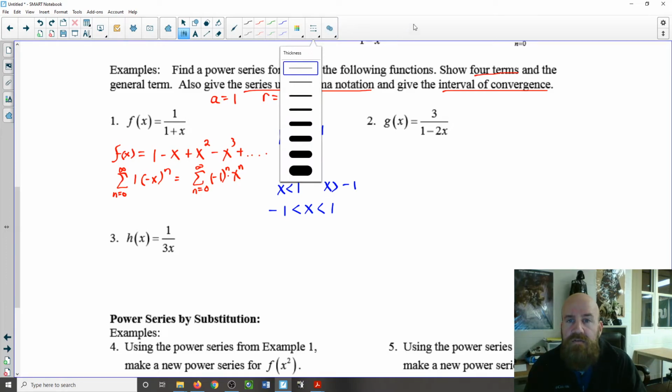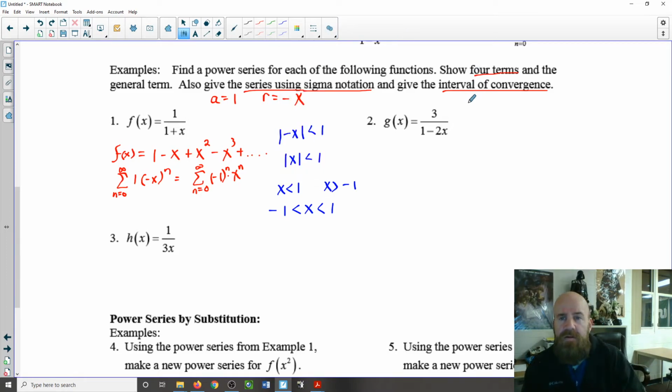So let's go back to red here. All right, so we can look at this. We have a number over 1 minus 2x, so 3 over 1 minus 2x. We can identify this as a power series. We can write a power series for this. So a value is 3, so the number on top. And then the bottom, r value, 1 minus r. So our r value is 2x. Okay.